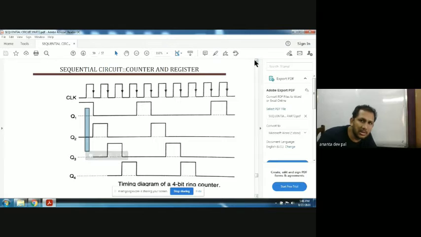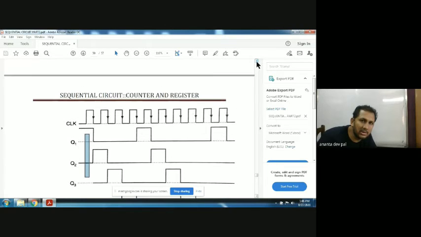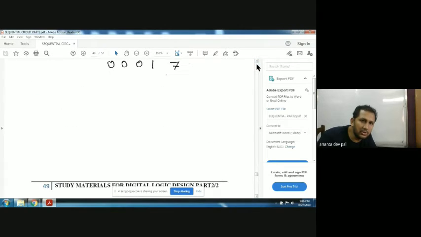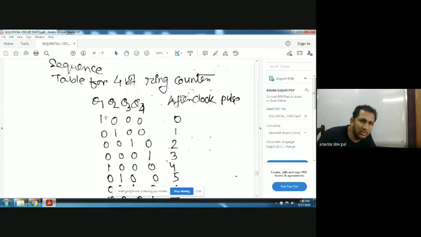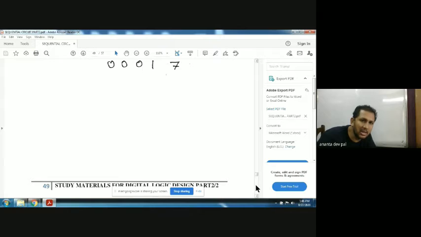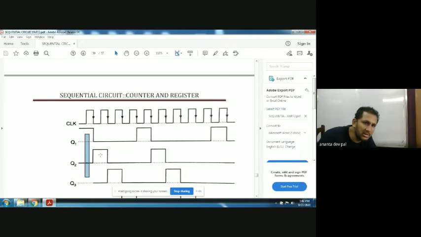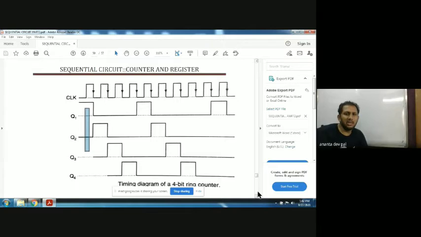From the sequence diagram you can see that initially it is 1 0 0 0, then the 1 is transferred to the next position, 0 1 0 0, then 0 0 1 0, again the 1 moves to the third position, and finally the 1 moves to the fourth position, and again back this way. So you can easily draw this diagram.